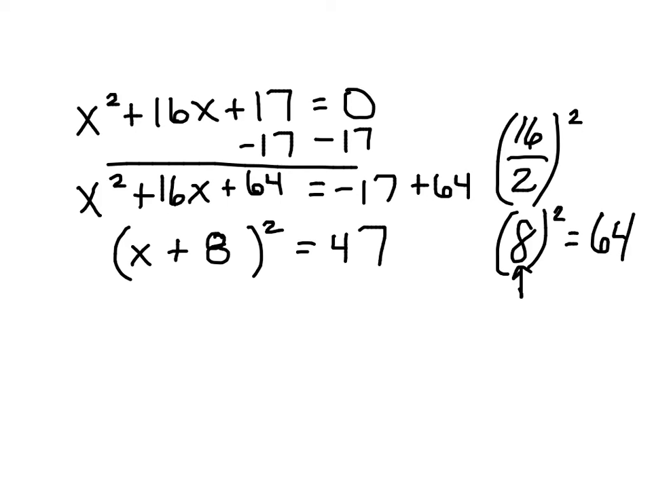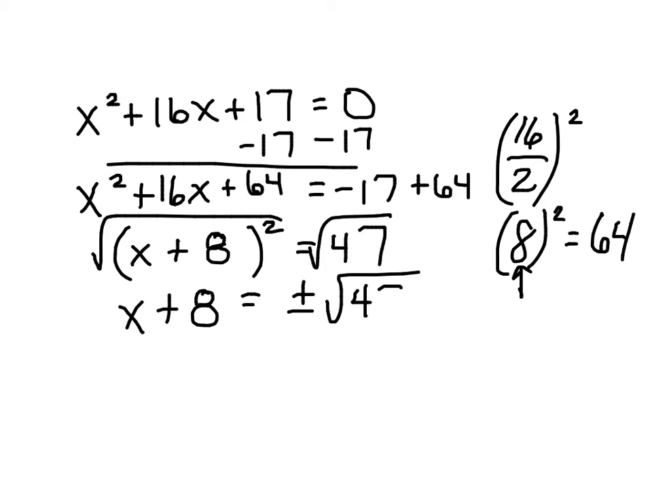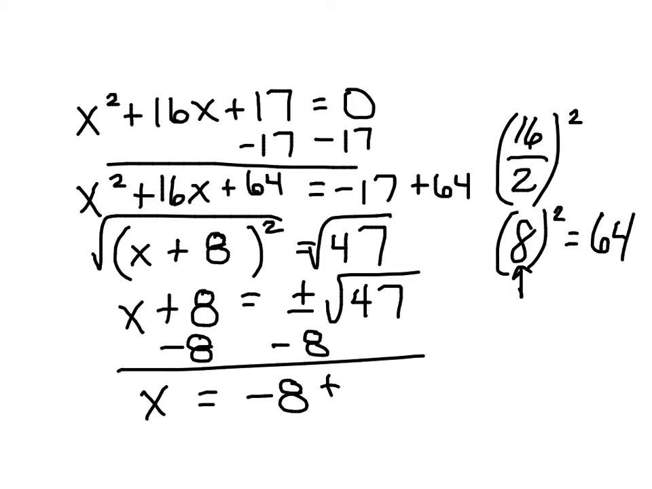Then how do I get rid of square? Root it. I get x plus 8 equals plus or minus the square root of 47. If the square root of 47 would reduce, I would reduce it. But guess what? 47 is a prime number, so it isn't going to reduce. Then the last step is to solve for x. How do I do that? Subtract 8. And I get x equals negative 8 plus or minus root 47.